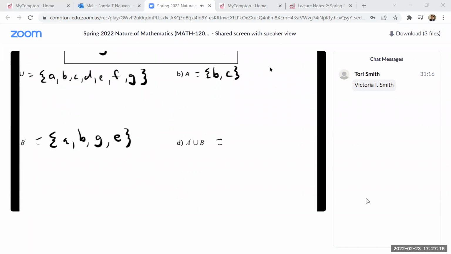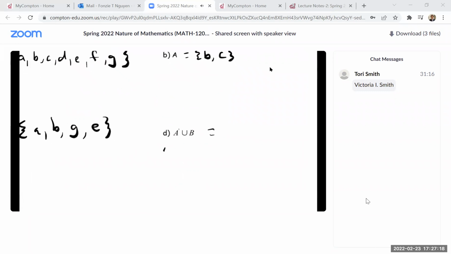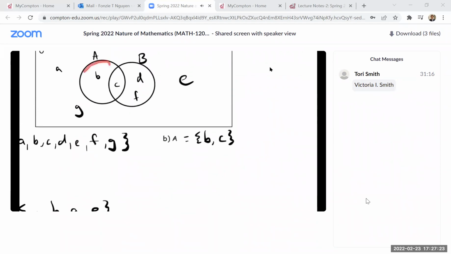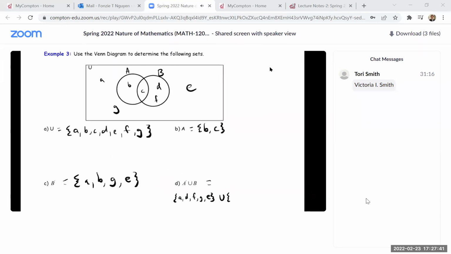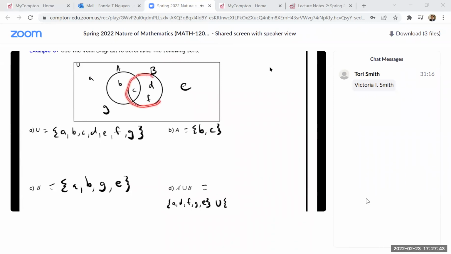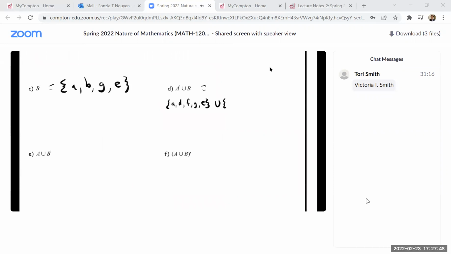All right, now we have to find the complement of A first, and then we can do the union with B. So what's the complement of A going to be? A, D, F, G, and E. Union with B. What's in B? C, D, F.